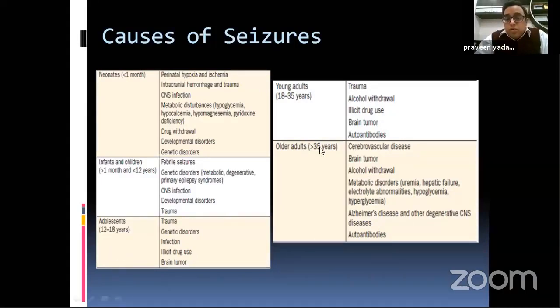While in the elderly group, you have the cerebrovascular accidents. The stroke becomes the commonest cause. Brain tumor, second most common cause. Metabolic derangement, especially renal failure, uremia, and then hyponatremia, and Alzheimer's disease. So late onset seizures are very common in Alzheimer's disease and other forms of dementia.